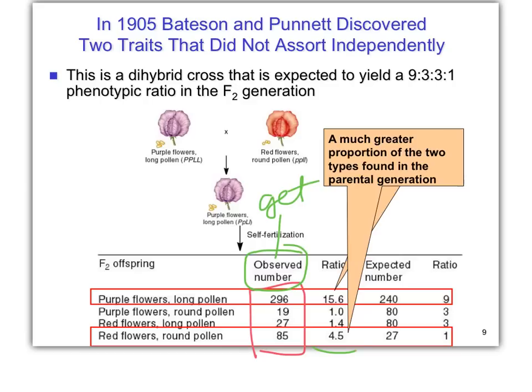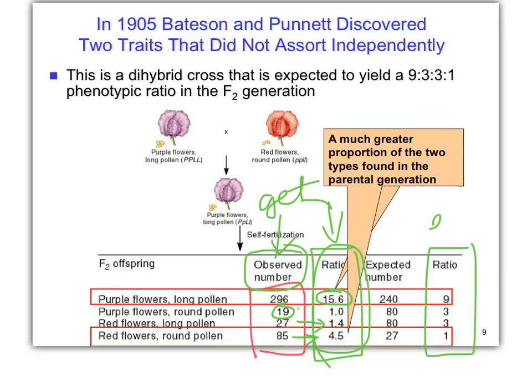You turn it into a ratio using, again, the lowest number. So 296 divided by 19 is 15.6. 19 divided by 19 is 1. 27 divided by 19, 1.4. 85 divided by 19, 4.5. This is your ratio of what you got. Okay? This is the ratio we would expect if not linked, right? Independent assortment, 9 to 3 to 3 to 1.